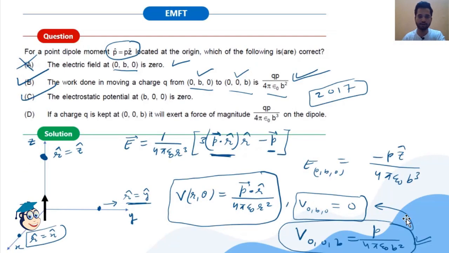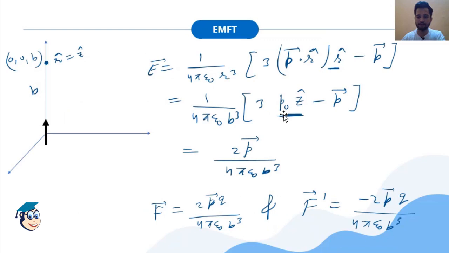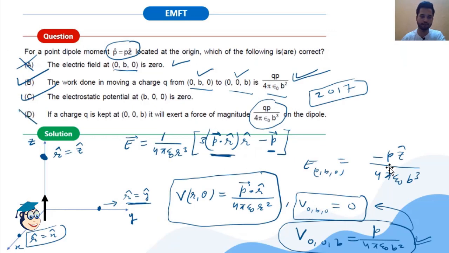But you can see the option is saying qp divided by 4πε₀b³, but we are getting 2p³, and this is not equal, so option D is wrong. So you can write option B and C are correct, and option A and D are not correct. This was a question asked in JAM 2017.